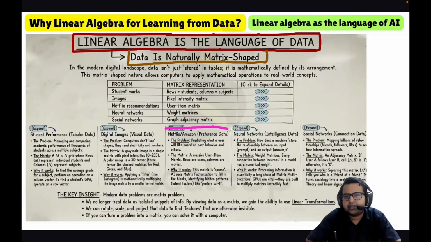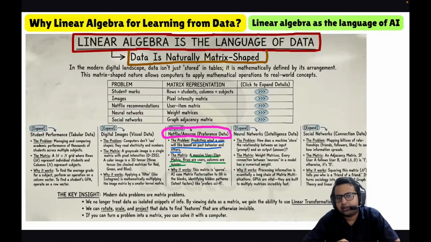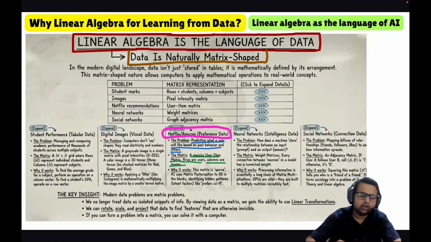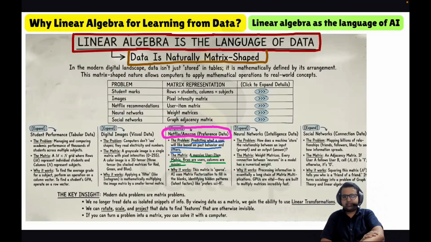If we talk about Netflix or Amazon recommendation, we have user preference data. The problem is predicting what a user will like based on past behavior and some other factors. Here we make use of a massive user item matrix where rows are the users and columns are the items. It can be movies for Netflix or products for Amazon.